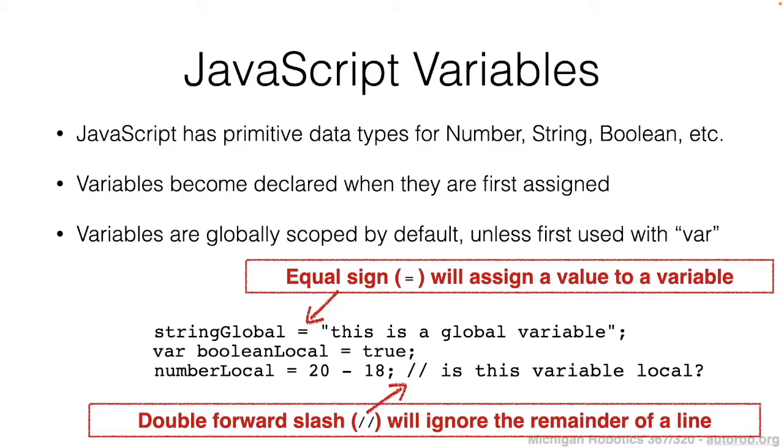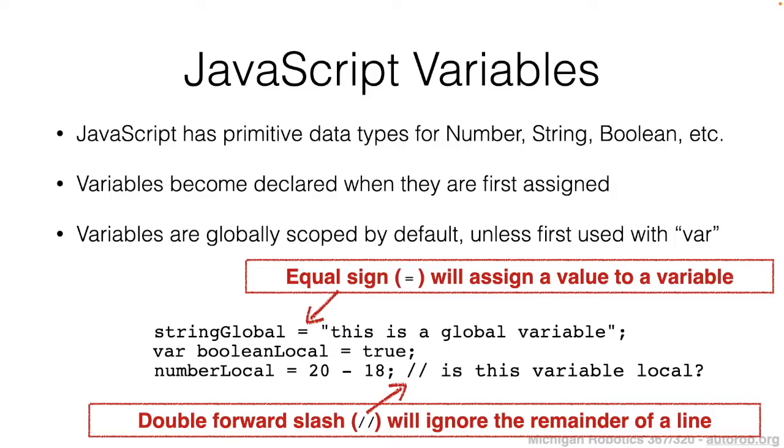the var. So in this particular example, string global is a global variable because it is assigned data, but there's no var in front of the variable name. Whereas the line below, where we have var boolean local, that is a local variable because the var has been defined before the variable has been declared.